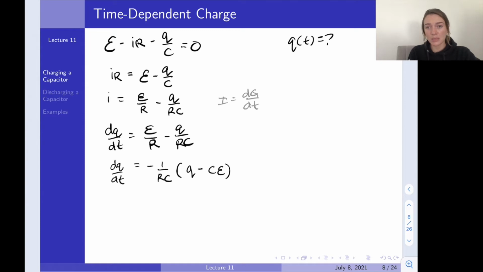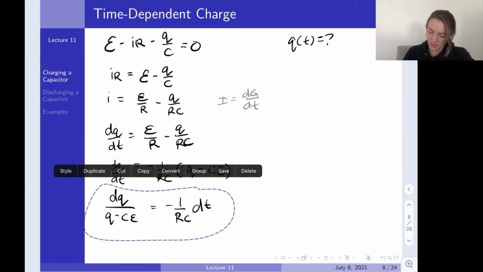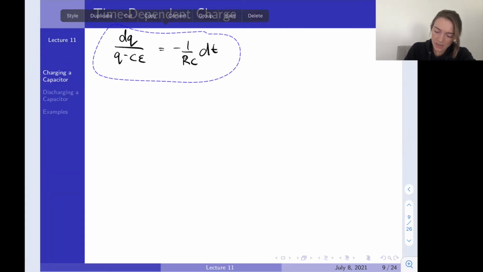Now I can do separation of variables to solve for Q. That just means I'm going to get my Q on one side and my t on the other side. So I'm just going to divide both sides by this. I'm going to get dq over Q minus CE, and then I'm going to put my dt on the other side. So I'm going to have negative 1 over RC dt. And now I need to integrate. So let's bring this equation over here.